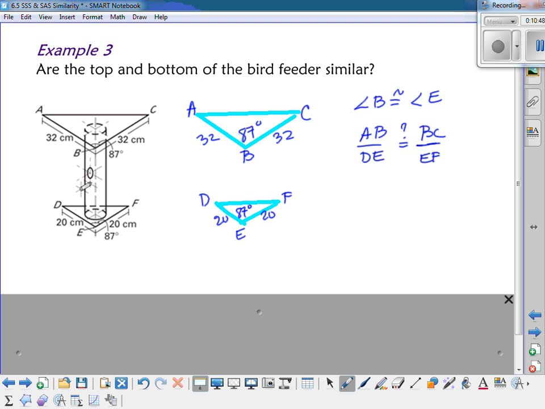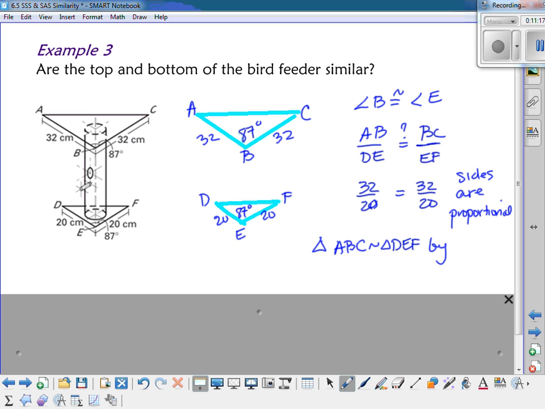And in this case, they give you pretty easy numbers. We've got 32 over 20 on one of them and 32 over 20 on the other. And so because they are exactly the same, I know the sides are proportional. And therefore, triangle ABC is similar to triangle DEF by side angle side similarity.